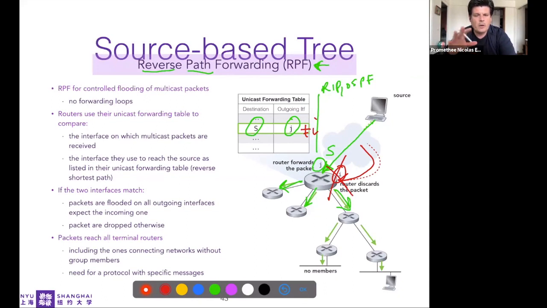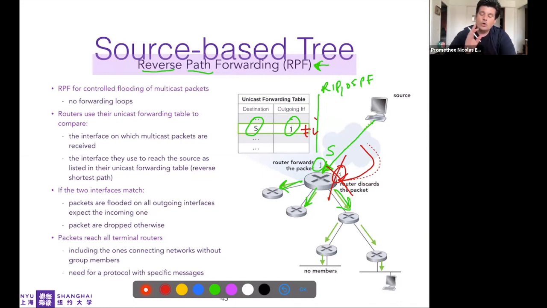So everybody understands what we check to do the RPF? I check in the table: am I receiving the traffic on the incoming interface that I use to contact the source? If it's the same interface, I flood. If it's not, I block. Understood? Is that okay? That's very important.